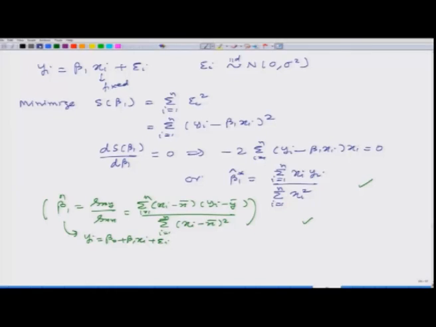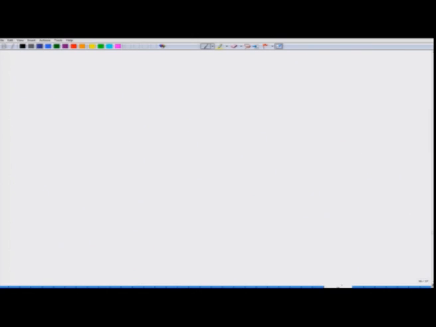Now, it is also not difficult to show that the second order derivative of S(beta 1) with respect to beta 1 squared, at beta 1 equal to beta 1 hat star, comes out to be greater than 0. So, this implies that beta 1 hat star minimizes S(beta 1). So, now this beta 1 hat star is the ordinary least square estimator of beta 1 when we have no intercept in the model.